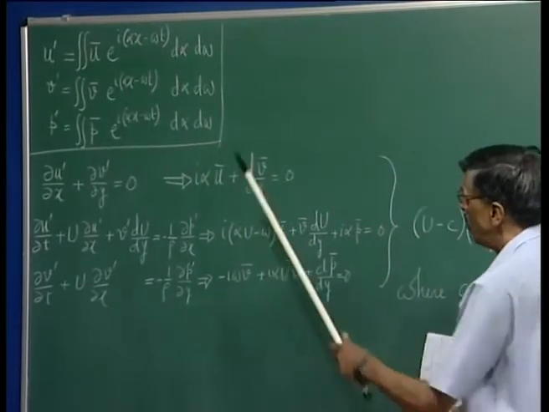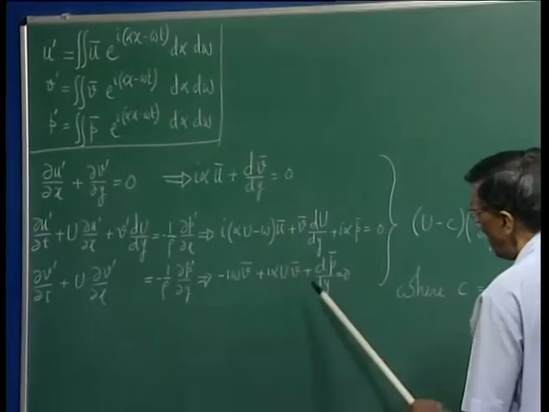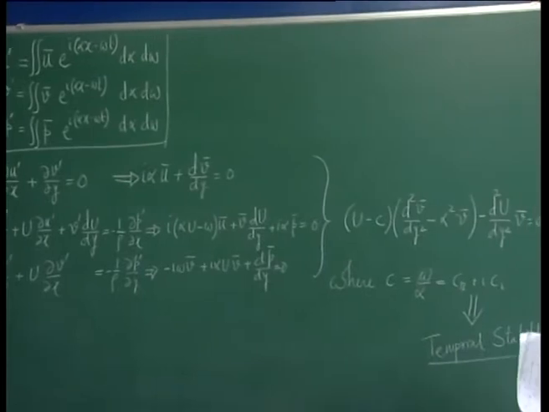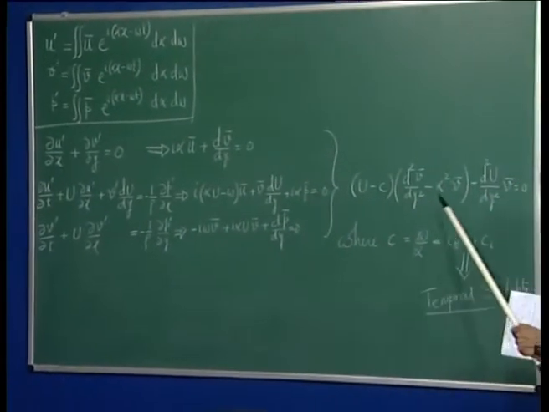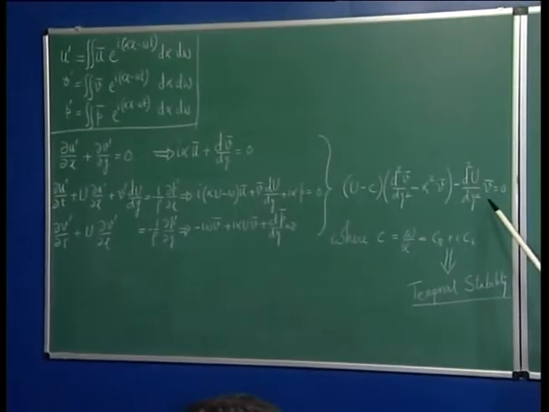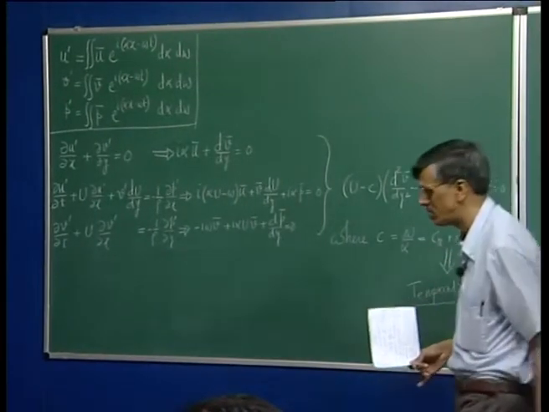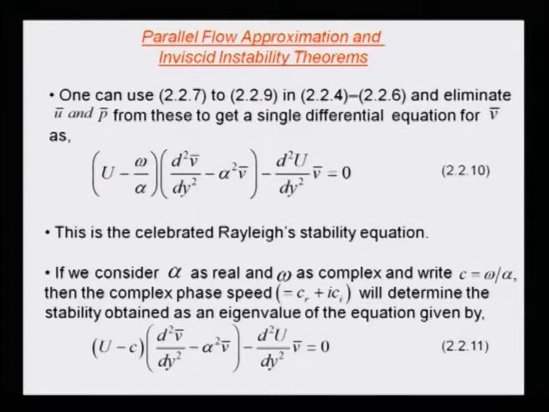right, u bar, v bar, p bar. From these equations we eliminated u bar and p bar to get a single equation, right. That's your Rayleigh stability equation. This is quite a famous equation, originally derived by Rayleigh in trying to track the inviscid instability of flows. Okay.